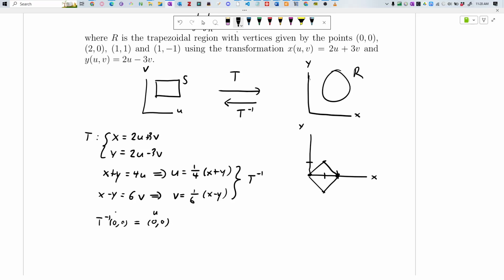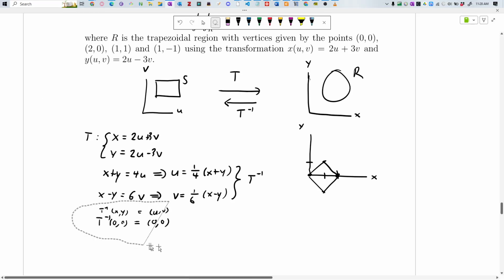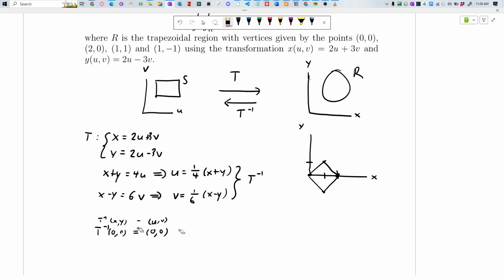Just to maybe make it more clear in case it's hard to see, this is what we're doing. I want to move this down a little bit. So we supply T inverse with a point x comma y, and it will return a point u comma v.